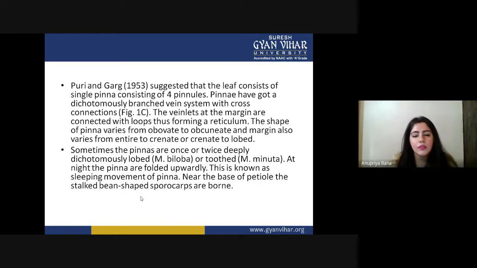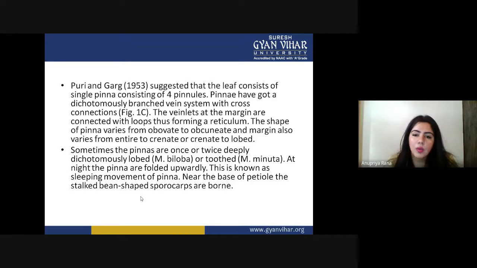The veinlets at the margin are connected with loops, thus forming a reticulum. The shape of the pinna varies from ovate to obovate, and the margin varies from entire to crenate or lobed. This is the structure a pinnule is going to have. They can be a little ovulate or ovate, and margins can sometimes be crenate and sometimes lobed. This can also vary from species to species.